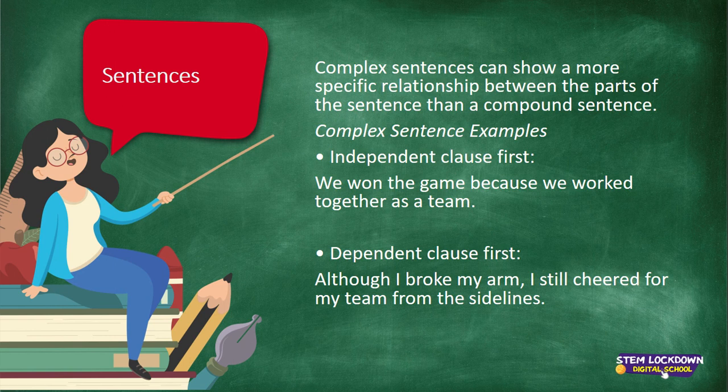For this one, the dependent clause comes first and it is followed by a comma. Although I broke my arm, I still cheered for my team from the sidelines. The dependent clause there, although I broke my arm, leaves you with a question mark if the rest of the sentence does not follow. So it does not make sense. In the second part, I still cheered for my team from the sidelines, that sentence can stand on its own.